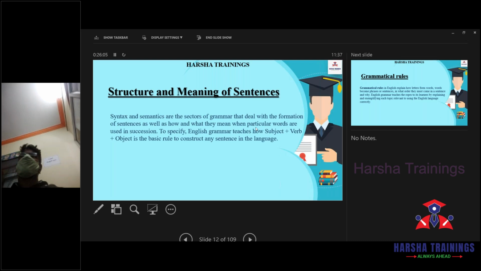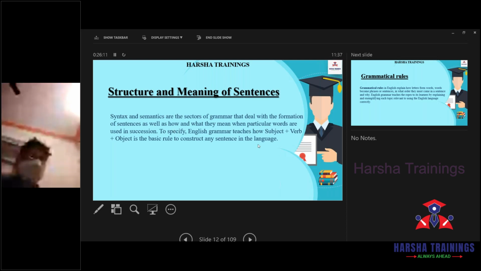Any word that we get, we can't use. It should make some meaning, some sense. For example, in English grammar, how is a sentence framed? We have subject, verb, object. That is a basic rule to construct a sentence in English. Yes, all of you know? So that is a basic formula for sentence formation: subject plus verb plus object.